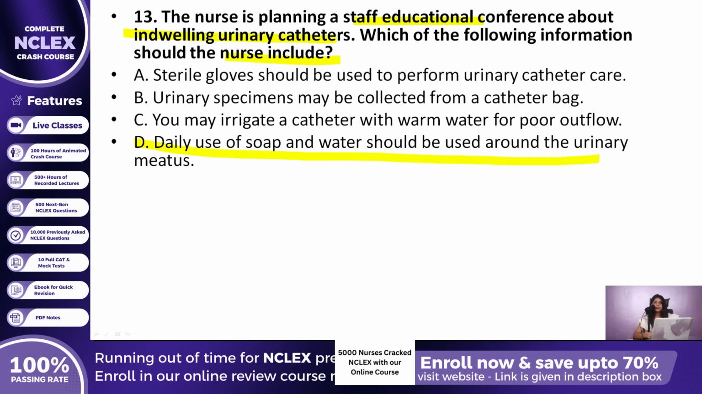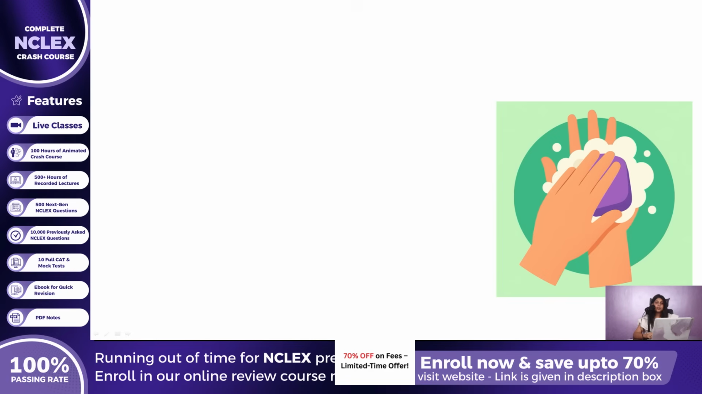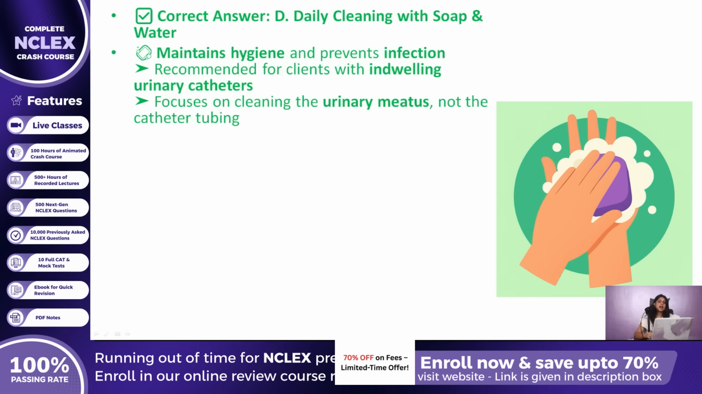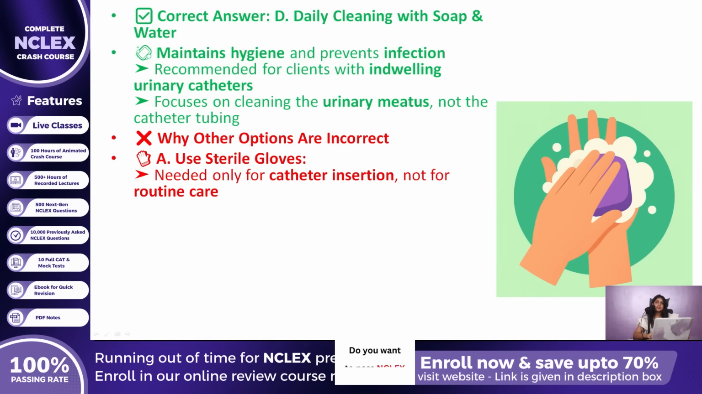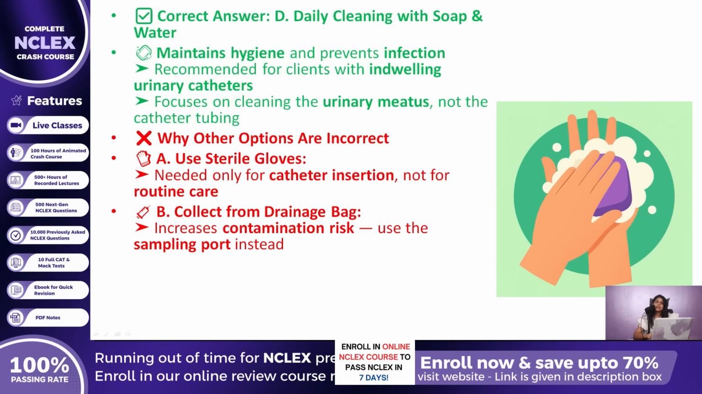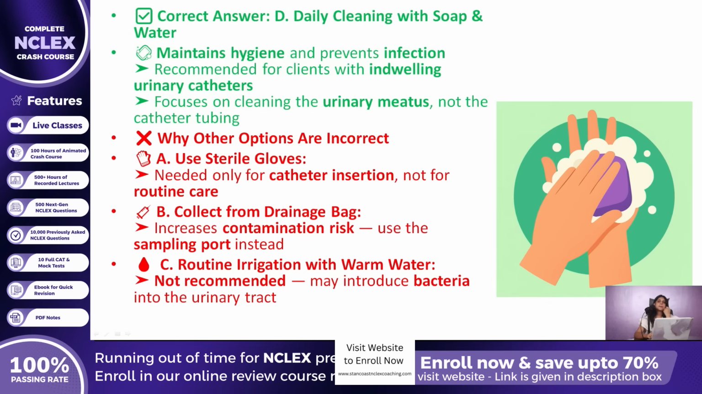Daily cleaning of the urinary meatus with soap and water is recommended to prevent infection and maintain hygiene in clients with indwelling catheters. Option A is incorrect because sterile gloves are needed only during catheter insertion. Routine care requires only clean gloves. Option B is incorrect since urine should be collected from the sampling port, not the drainage bag, to avoid contamination. Option C is also incorrect because routine irrigation with warm water is not advised due to the risk of introducing infection.